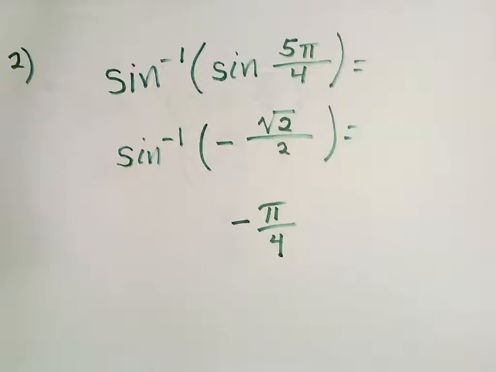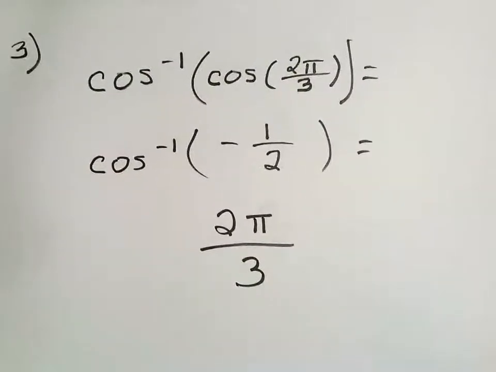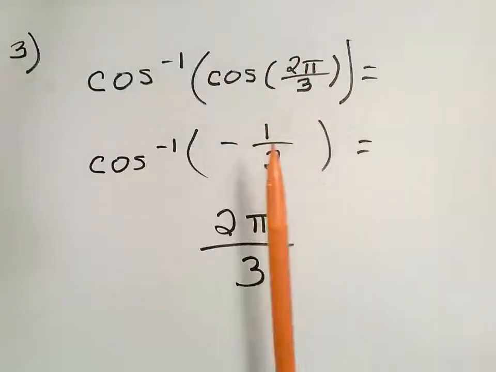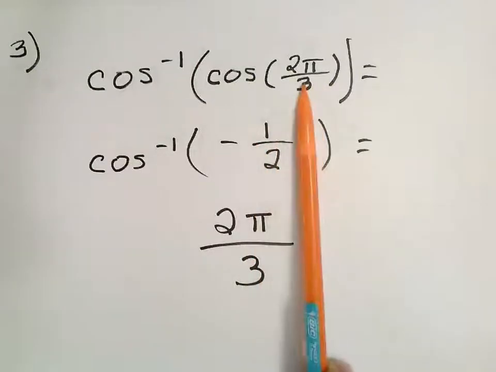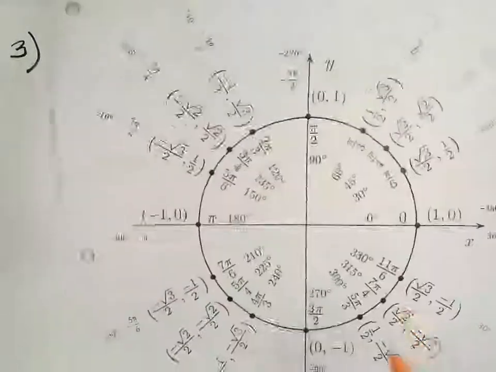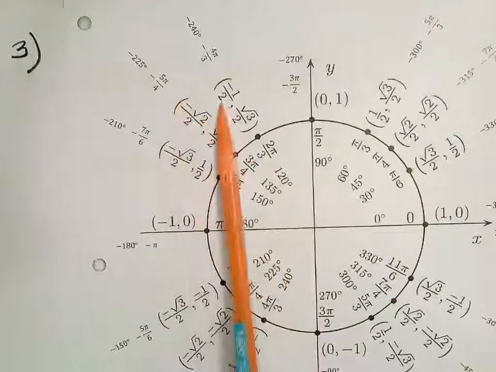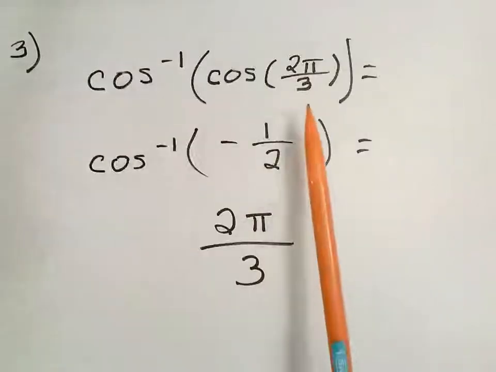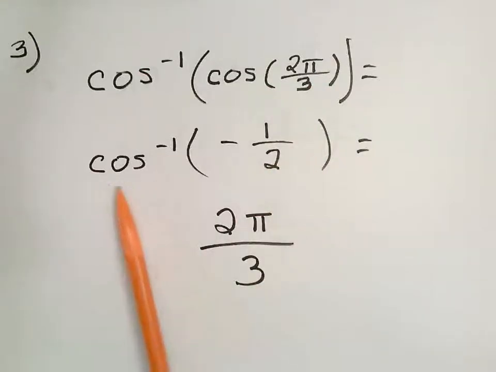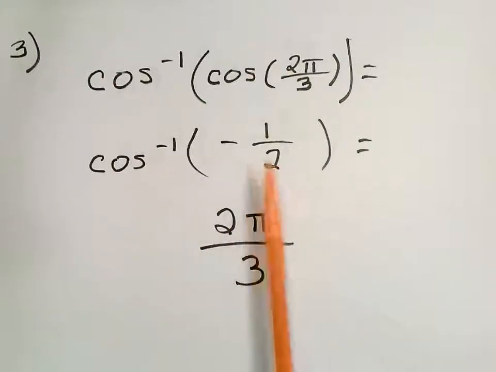Let's look at another example. A third example, we're going to have inverse cosine of the cosine of 2 pi over 3. We're going to do what's inside the parentheses first. So here is the angle measure, and we're looking for the ratio. We go to our unit circle, and it's 2 pi over 3, and the cosine is a negative 1/2. So I replace the cosine of 2 pi over 3 with a negative 1/2. Now we have our inverse trig function. We're looking for an angle whose cosine is a negative 1/2.